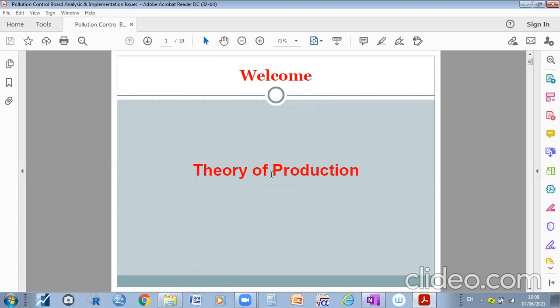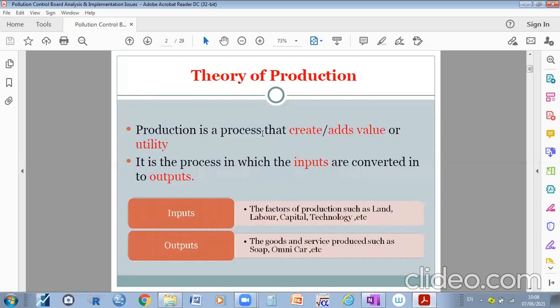It is simple: production, in Telugu we can say utpatti. How we can produce goods and services by using different kinds of raw materials, that is called production. Sometimes production means creating a new good or creating a new value, that is called services. For example, when you produce a service, you are adding value to the commodity or the service. Here we have different types of meanings. Production is a process that creates or adds value or utility.